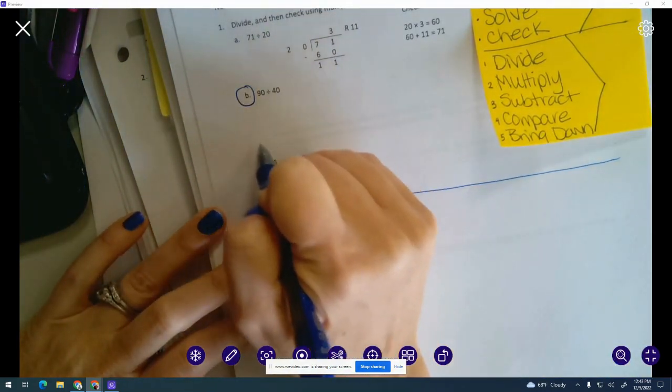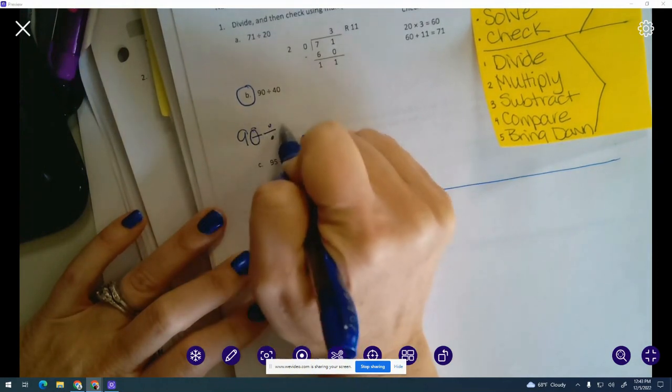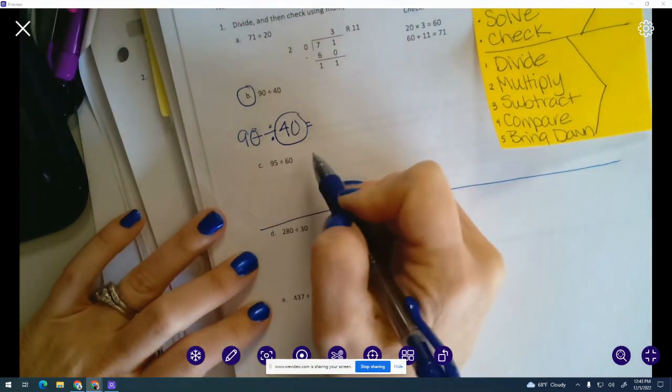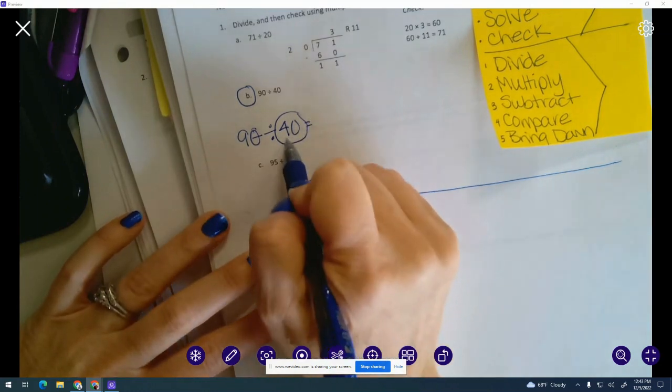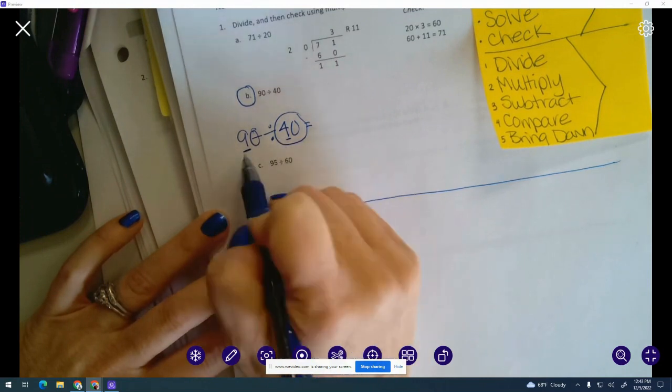If I had to estimate this, 90 divided by 40. So we always look at the divisor. We're going to round that either up or down according to the first place value. So it's already done for us. But now I'm looking for compatible numbers.